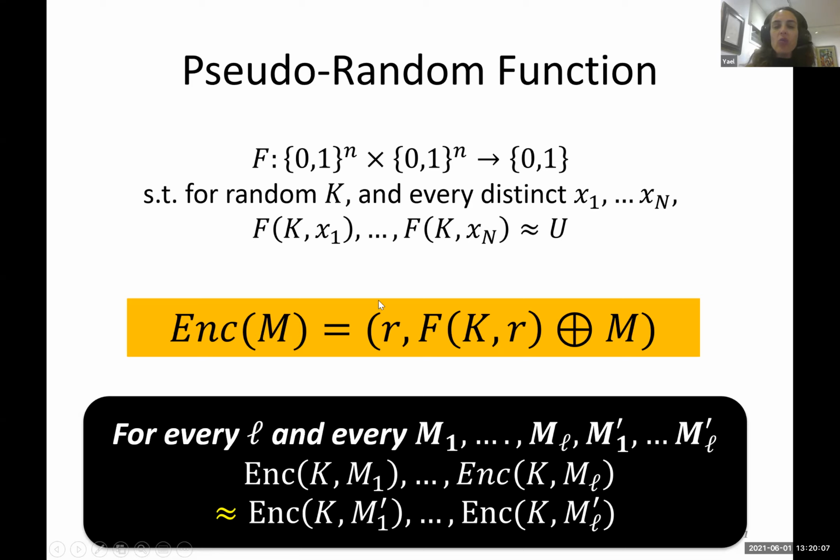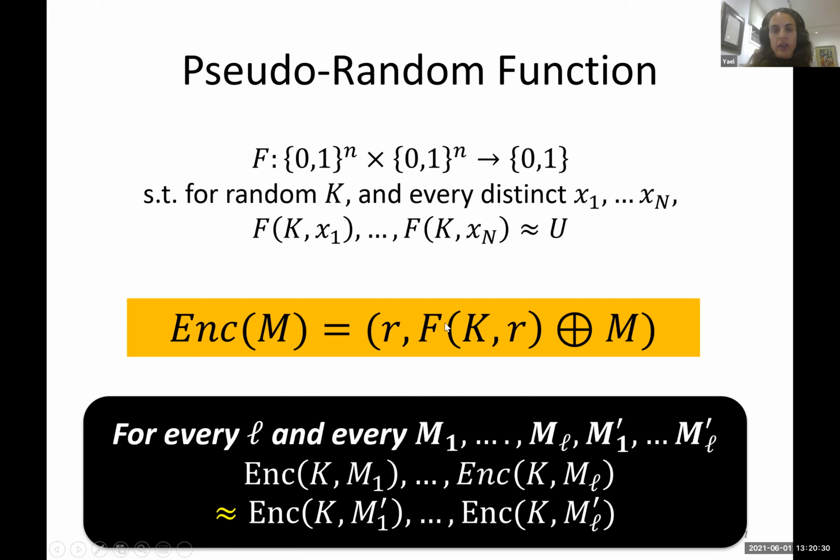It chooses a random input, R, to the function F. I'll tell you why I use randomness in a second. But it takes a random input R, and then it masks the message M using the one-time pad. But the pad is F of K and R.